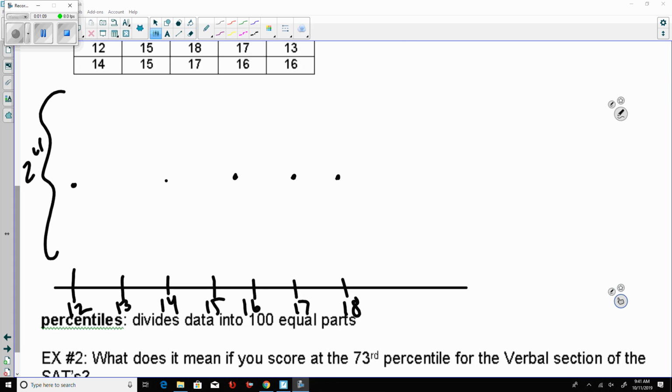So you're doing your 5-number summary. Put a dot at each of your 5 numbers: 12, 14, 15.5, 17, and 18. That's it. So then with the whiskers, you connect the first 2 and the last 2.